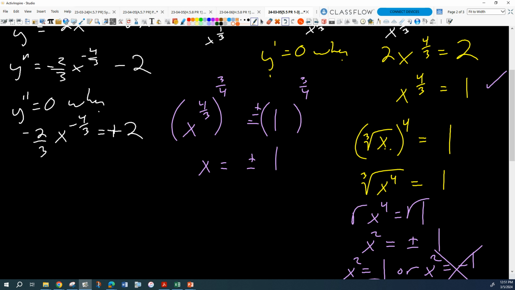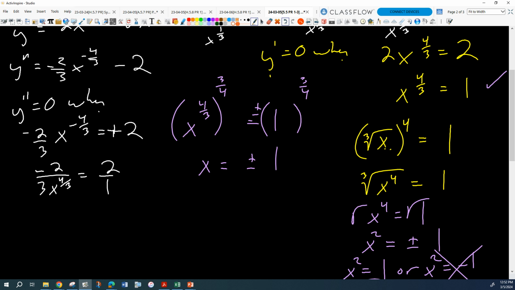That gives us -2 over 3x to the 4/3 equals 2. So that means the bottom has to equal 1, right? So say it again. So that means the denominator has to equal 1 for it to be -2. Like, has to equal 3x to the 4/3, yeah, has to equal 1.